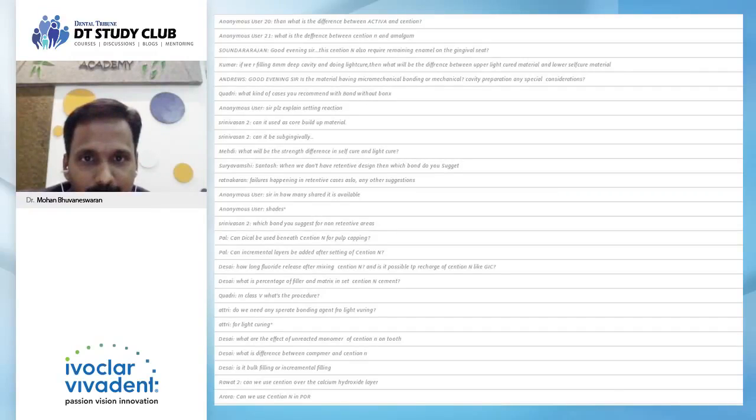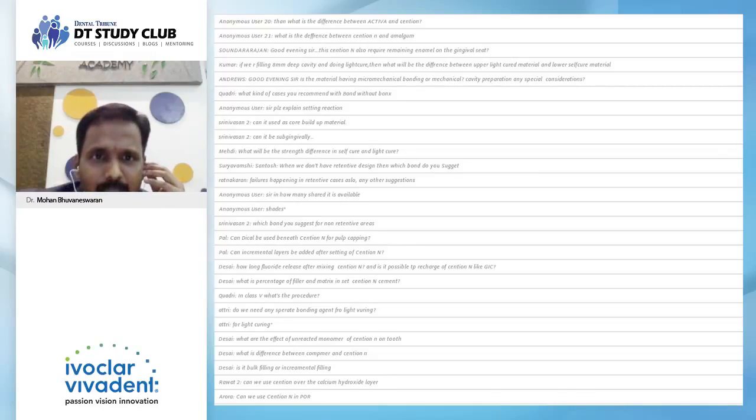Difference between Activa and Cention. Interesting. What is the difference between Cention and silver amalgam?